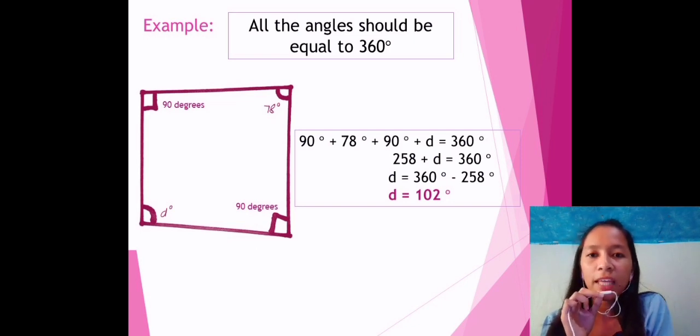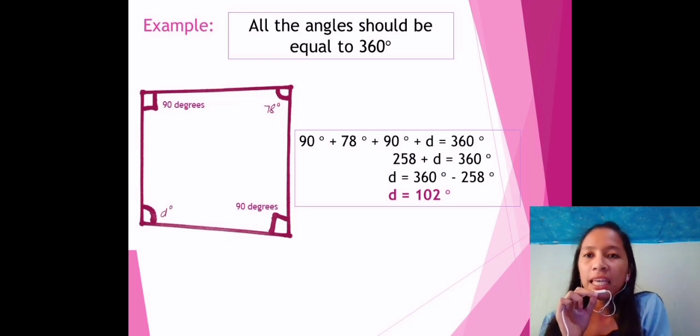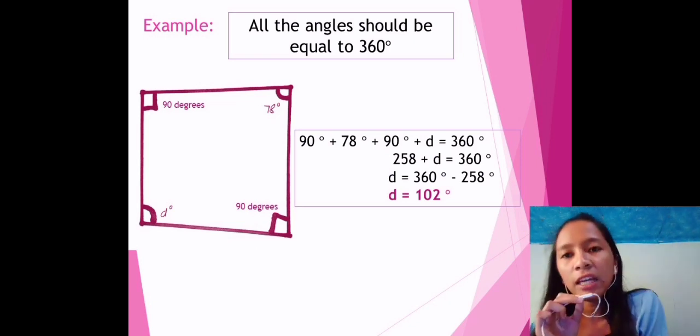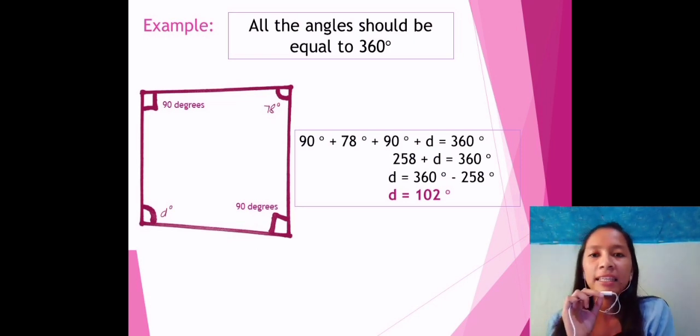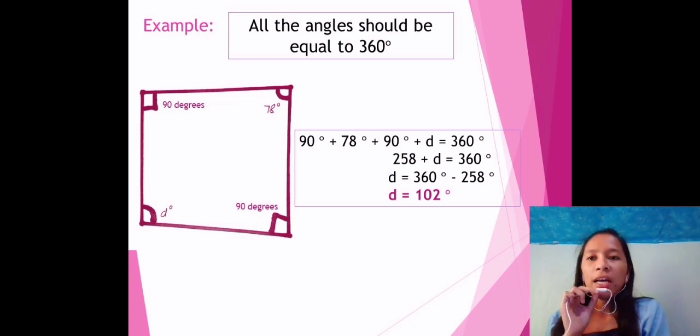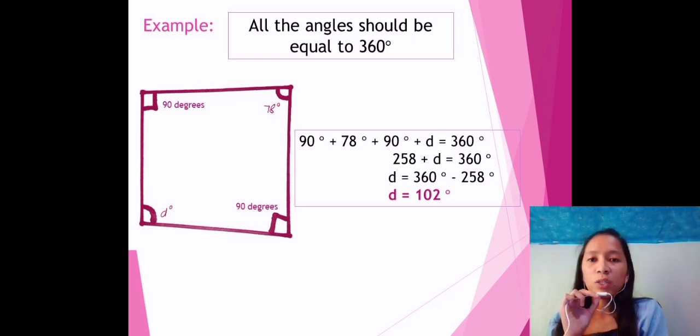Makikita natin sa figure given na yung tatlong measurement ng angles which is 90 degrees, 78 degrees, and 90 degrees, at hinahanap natin ay value ng D. Overall 360 degrees which is yung total kapag pinag-add natin yung lahat ng degree. So, 90 degrees plus 78 degrees plus 90 degrees is equal to 258 degrees, plus D is equal to 360 degrees. Lipat lang natin yung 258 sa kabilang side, magiging negative. So, D is equal to 360 degrees minus 258 degrees. D is equal to 102 degrees.